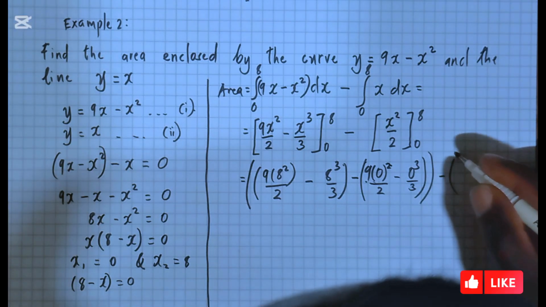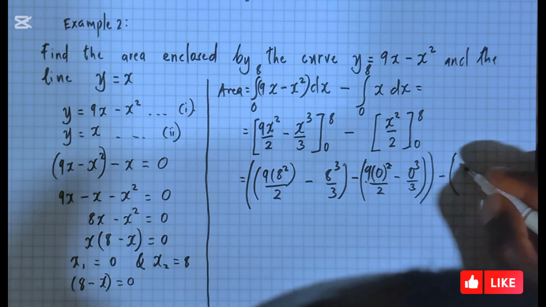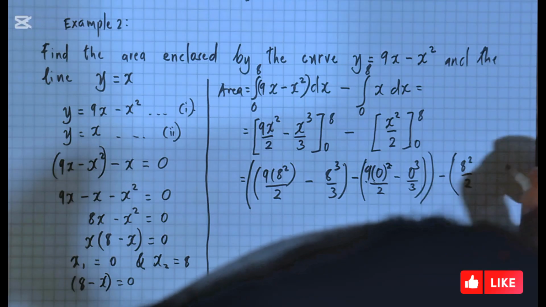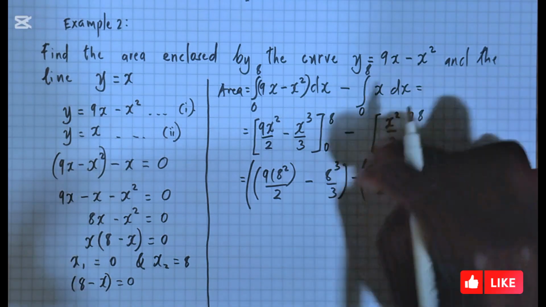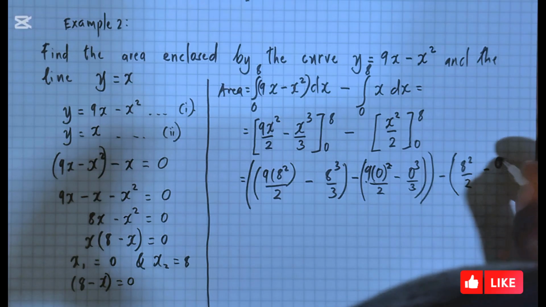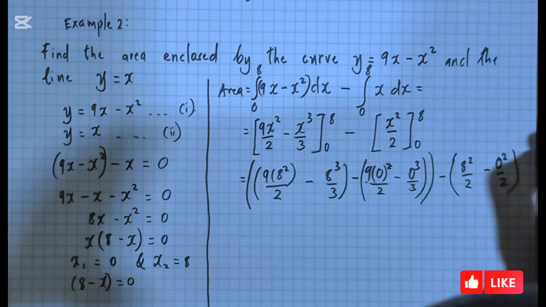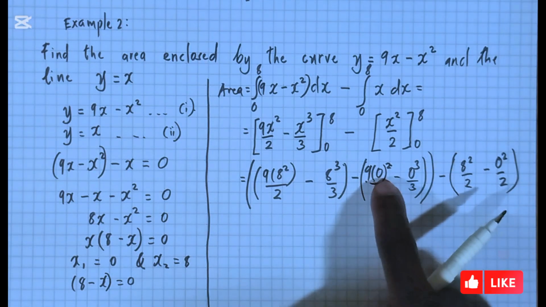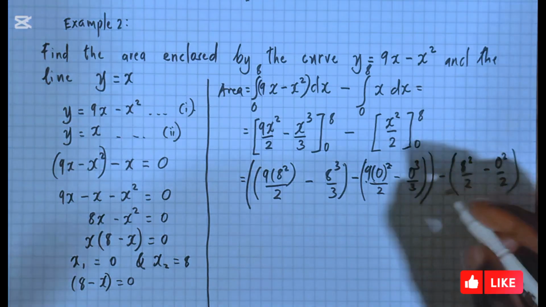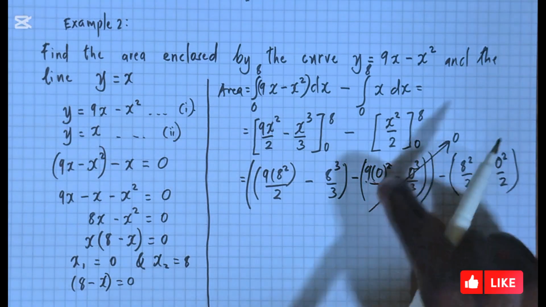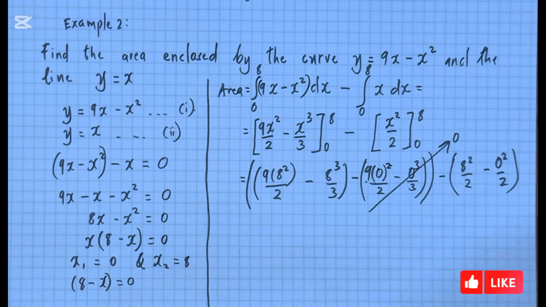For the upper limit, we're going to have 8 squared all over 2. All right, so that's it for the upper limit. And then for the lower limit, minus 0 squared all over 2. I want you to note that any number multiplied by 0 is going to be 0. So basically, this whole term here is going to come to 0. That is this second bracket. All of it will be equal to 0.